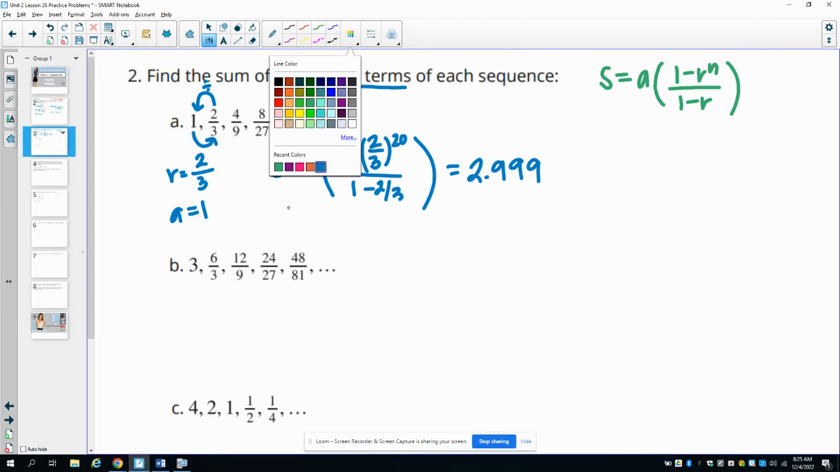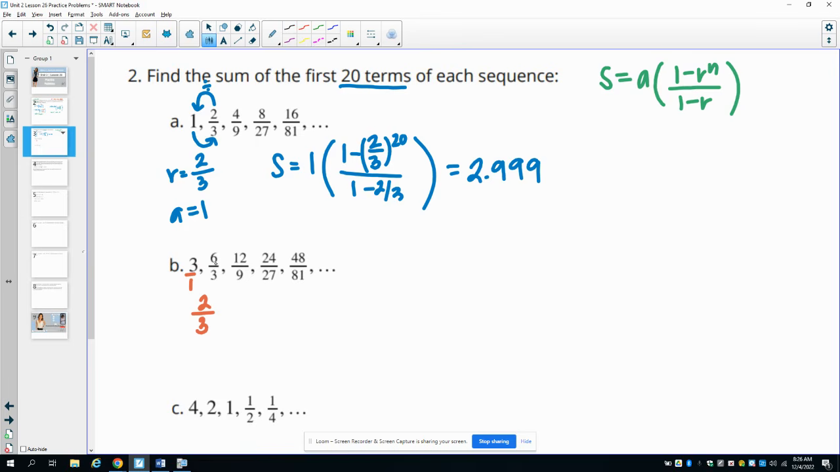All right, then the next one, so we want to figure out what are we multiplying by here to go from 3 to 6 to 6/3. So you can think of this as a fraction. And what are you multiplying the top by here? We're multiplying by 2. What are we multiplying the bottom by? 3. And then see if that keeps happening. 6 times 2 is 12. 3 times 3 is 9. 12 times 2 is 24. 9 times 3 is 27. So here's your rate. And your initial term is a 3.